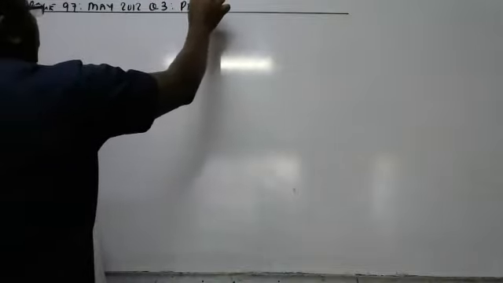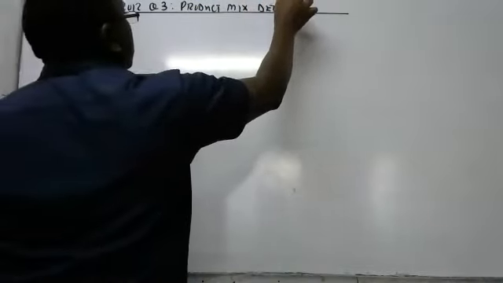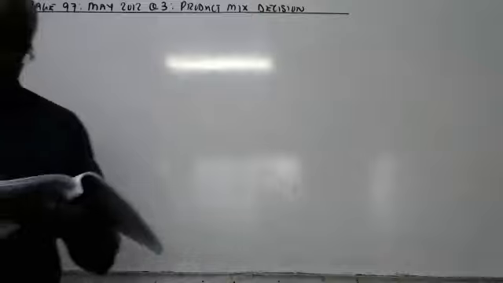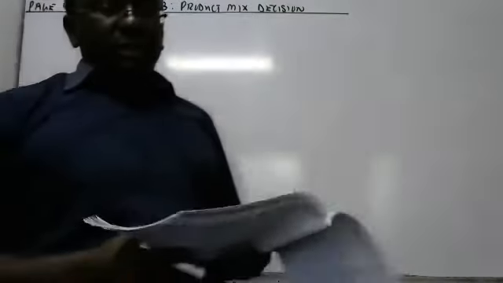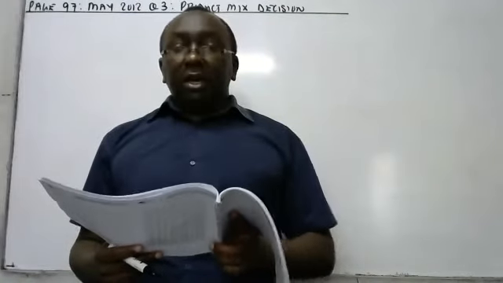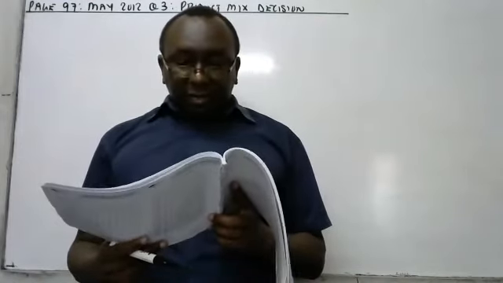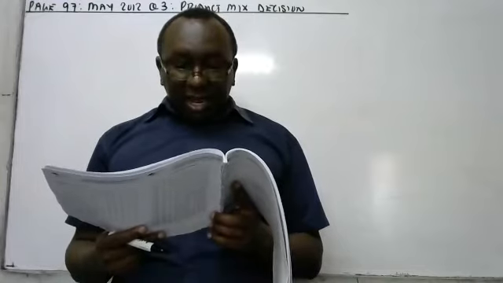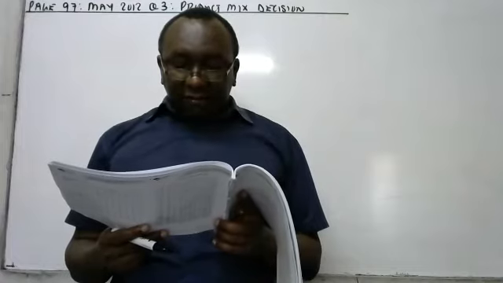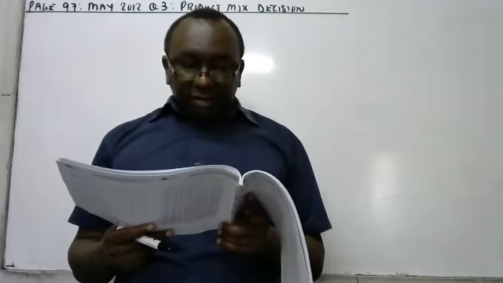And we will just confine ourselves to the product mix decision. So the question reads that Hekima Limited produces 3 products, namely X, Y, and Z. The budgeted production costs and selling prices for the first quarter are given there. Variable overheads are covered at the rate of 150% of direct wages. Fixed overheads amount to 5 million.